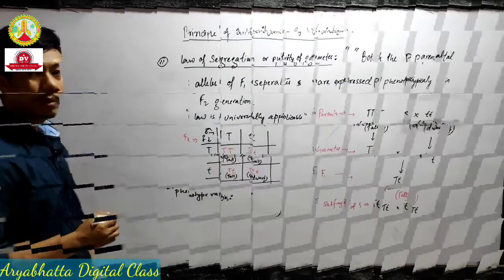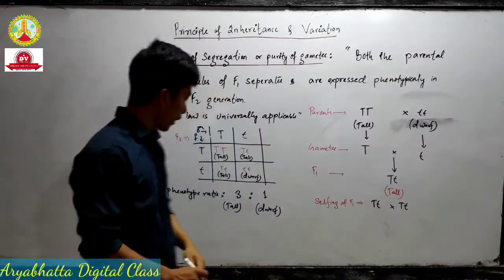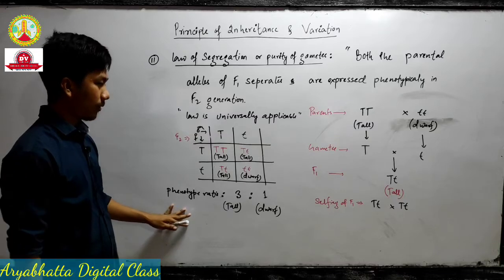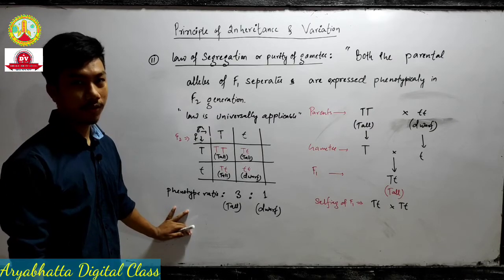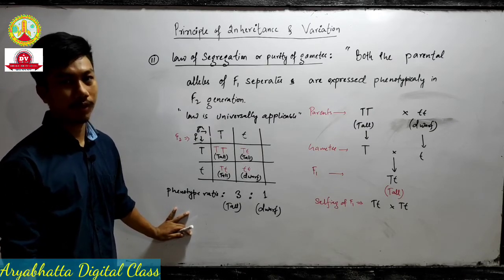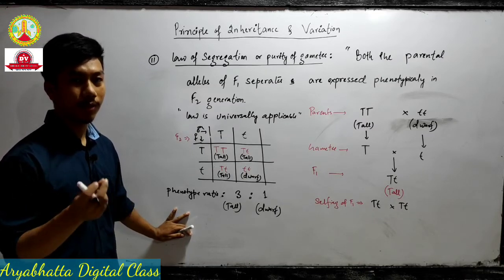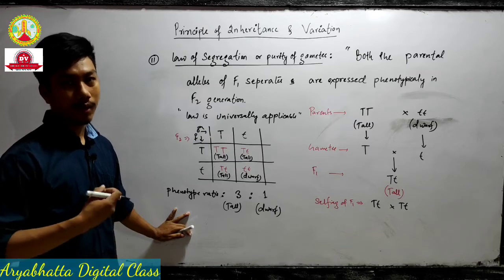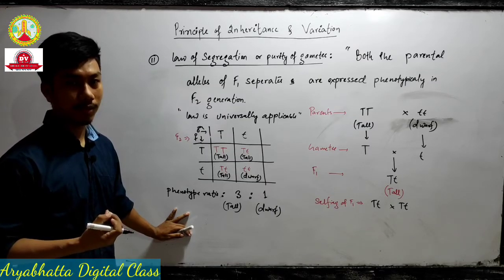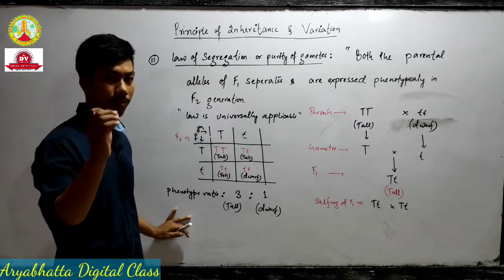So how many tall and how many dwarf? Okay, so we are discussing phenotype ratio. To find the phenotype ratio, find out how many tall and how many dwarf there are. According to Mendel's law of dominance, the dominant character always shows its visible effect, always represents its character. The recessive remains hidden.